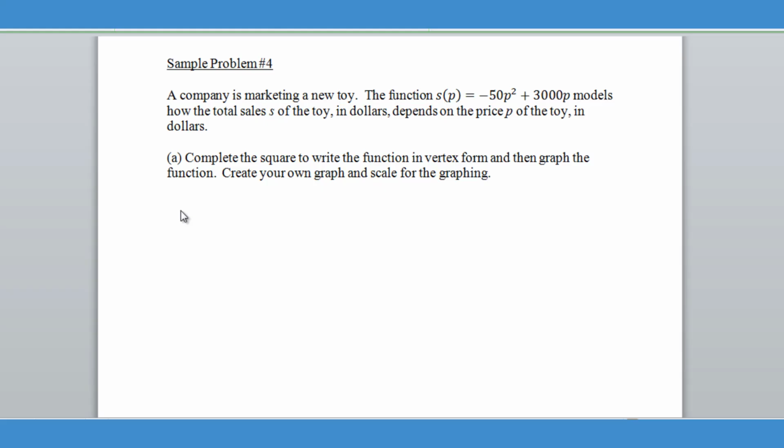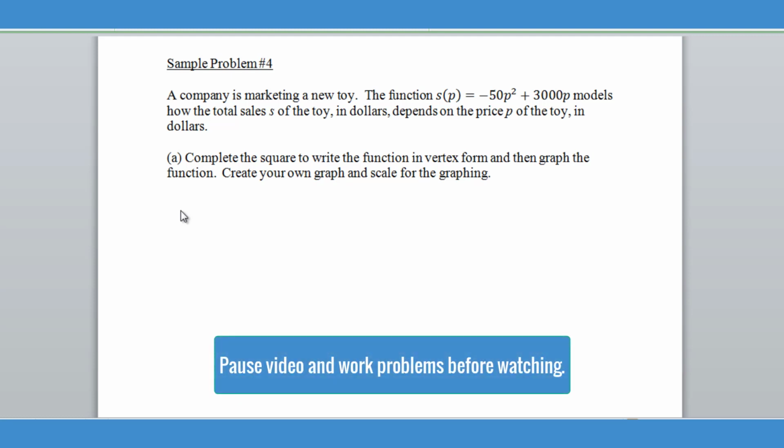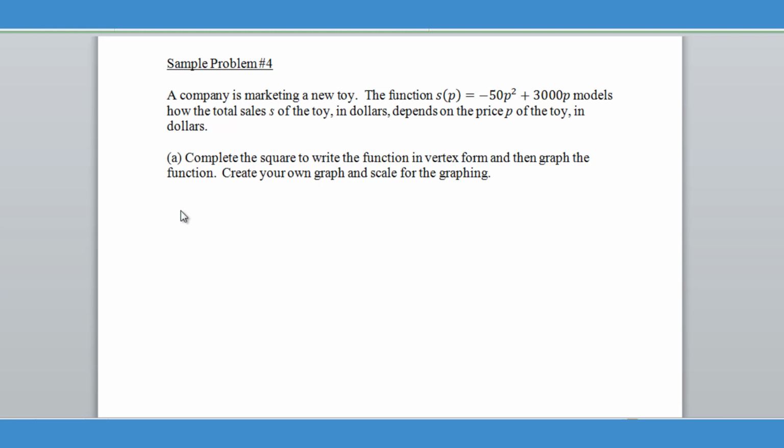Now we'll take a look at how we can use the completing the square method in an application problem. If we look at sample problem number 4, what I'm going to ask you to do is your best to go ahead and work this first and see how far you can get through it, and then come back and see the problem worked out. And so I'm going to go ahead and work this now.